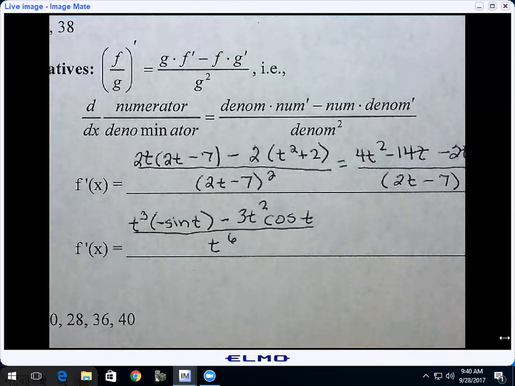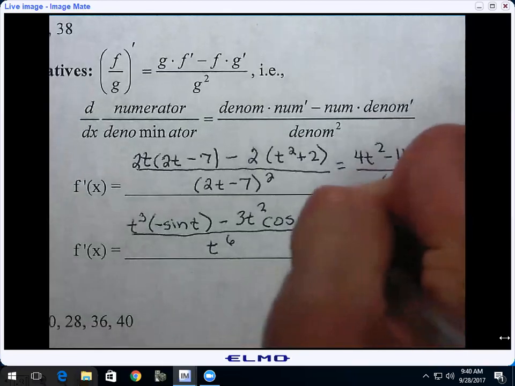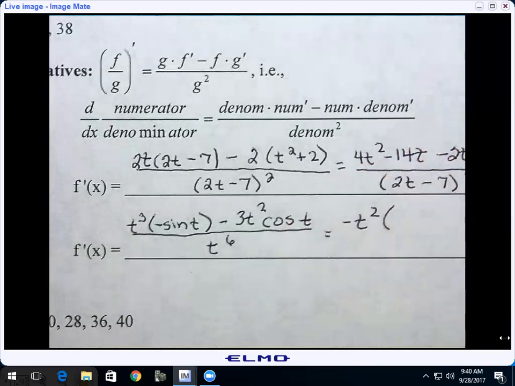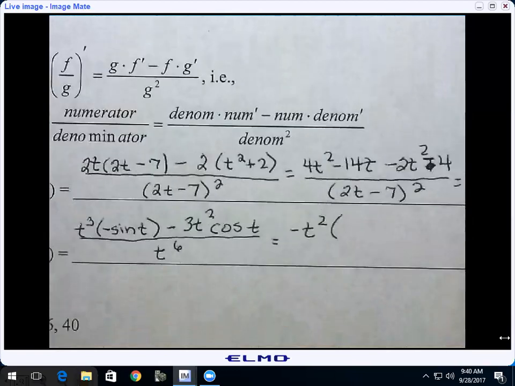Remember the goal: single fraction, we got that. No negative exponents, we got that. Factored completely as possible. I could factor out a t squared. I bet, since both of those terms have negative coefficients, they probably factor out a negative t squared. Not wrong if you don't, but I'm just saying in the back of the book, they probably do factor out a negative t squared. And what would that leave you for the first term?